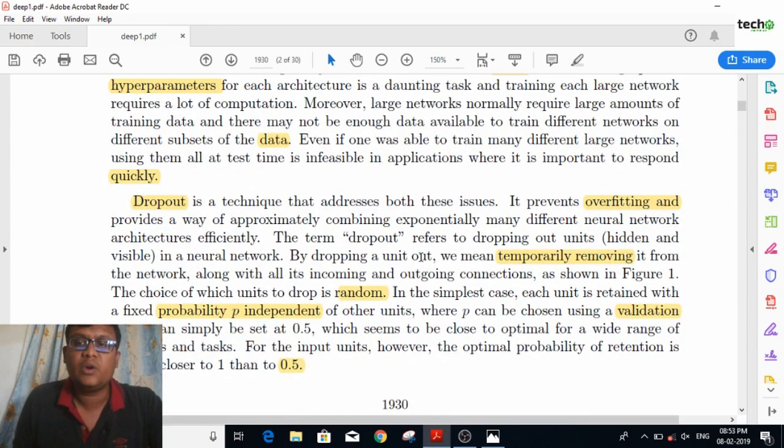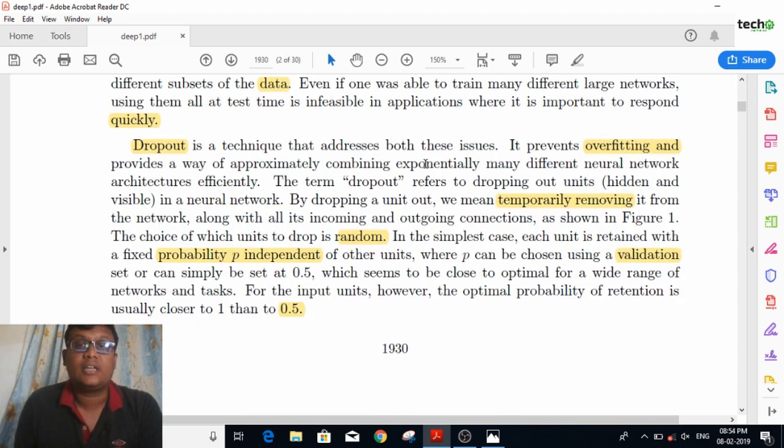And this paragraph is going to tell you about the dropout technique, which I have already explained: dropping out some of the layers randomly based on the probability. So it prevents overfitting, because randomly removing the layers based on the probability is going to avoid the overfitting.